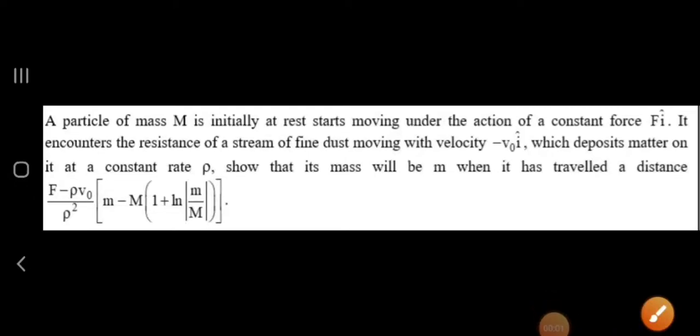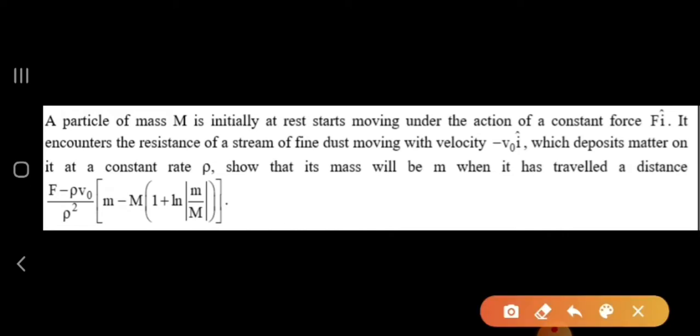Hello. Now here is another problem from the chapter on variable mass. Let's read the question. A particle of mass M is initially at rest and starts moving under the action of a constant force F in the i cap direction. It encounters the resistance of a stream of fine dust moving with a velocity minus v naught i cap, which deposits matter on it at a constant rate rho, so that its mass will be small m when it has traveled a distance of this much.